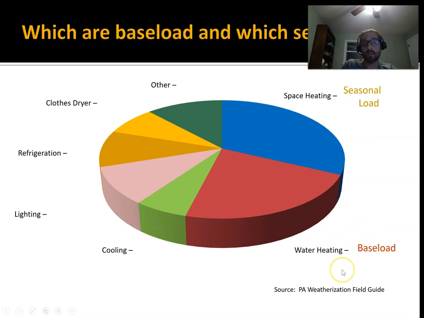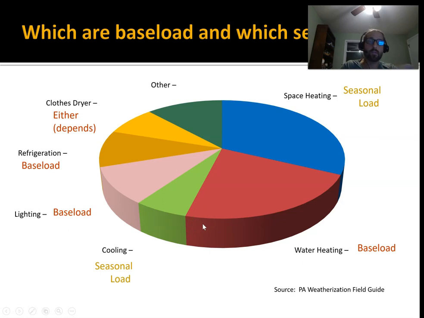So that's something that, again, is going to change a little bit from month to month, but it's generally going to stay about the same. Cooling is seasonal load, obviously. Lighting, we use that year-round, so that's base load. Again, that can change a little bit, but it's generally going to stay the same. Refrigeration, think about it. We use a refrigerator year-round. That's base load.